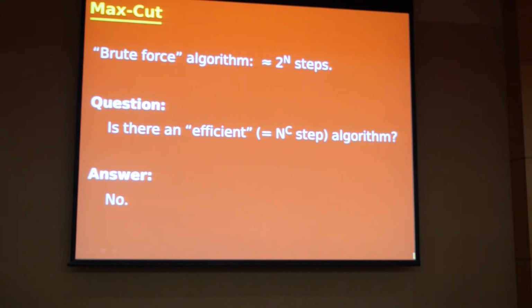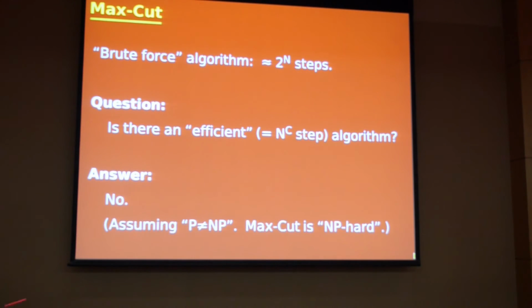The answer to this question is no, so that's kind of disappointing. Well, technically it's no, assuming the P does not equal NP conjecture, which is a very famous mathematical conjecture that everybody believes in. It's kind of like the Riemann hypothesis of theoretical computer science. So, the formal way to state this fact is that the max cut problem is NP-hard. This is a very old result, and it simply says that there is no efficient algorithm for the problem unless P equals NP, which nobody really believes. Okay, so that's too bad.